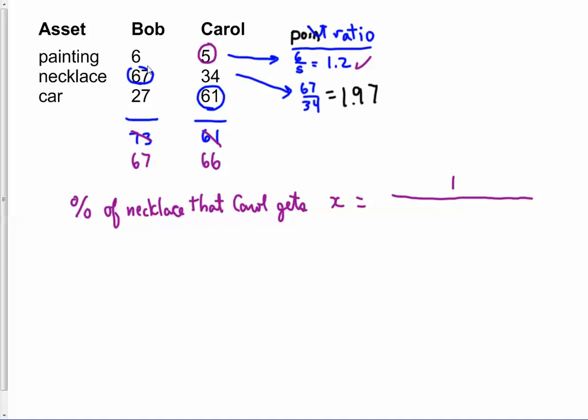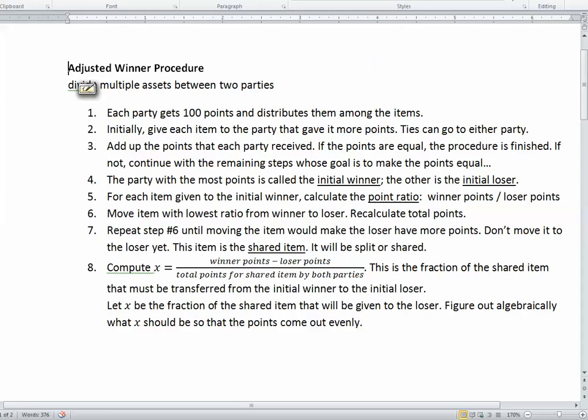And on the bottom, we add together the total amount of points that the necklace was worth for both Bob and Carol together. So 67 plus 34. So what's that? That's 101. So that's it. So again, let me just repeat what I said there.